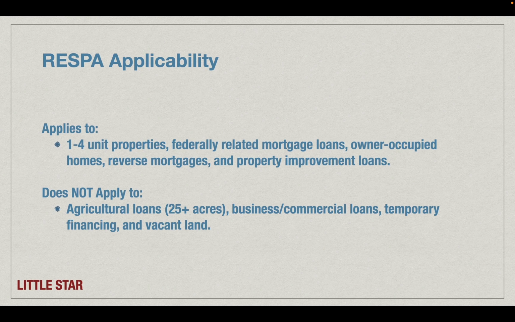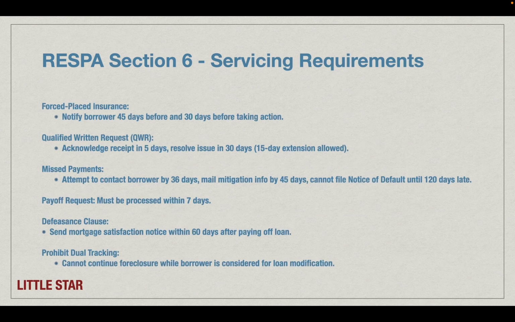When it comes to loan servicing, there are a few things that lenders must do. If they plan to place insurance on a property, they must notify the borrower at least 45 days ahead of time. They also need to respond to a qualified written request, QWR, within 5 days and work to resolve any issues within 30 days. If a borrower misses payments, lenders must try to contact them within 36 days and provide information on possible mitigation options by day 45.